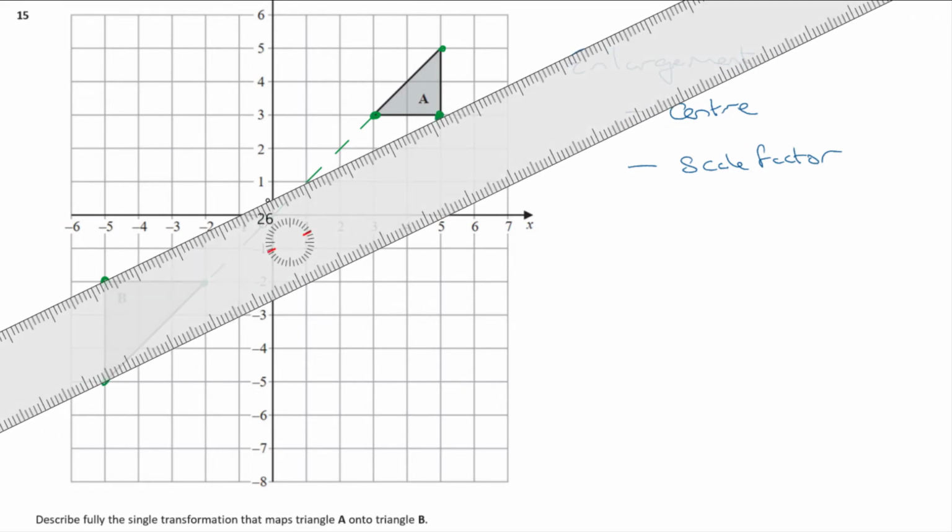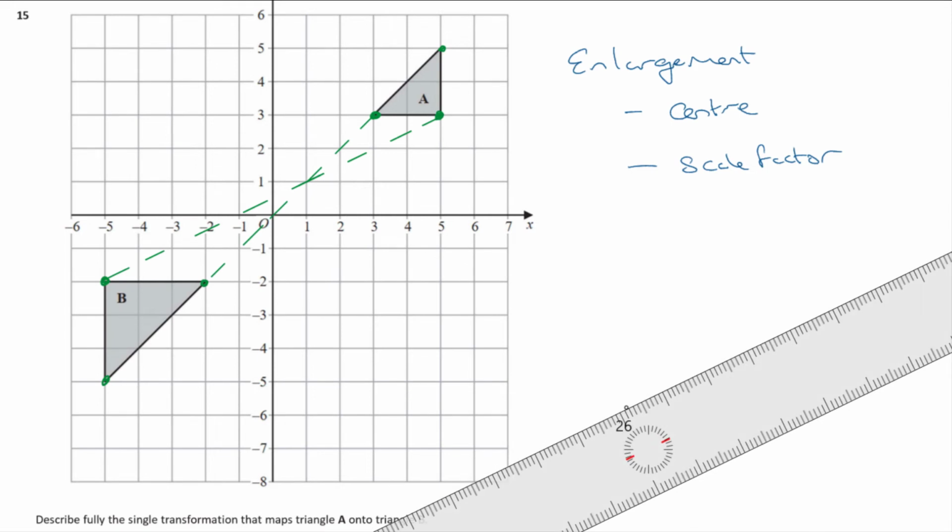Now annoyingly, my line should actually go kind of halfway between where my ruler wants to go. I think it'll be good enough, I can see where the center is. So the center of enlargement then is that point there where those two ray lines cross. Okay, so that is the center.